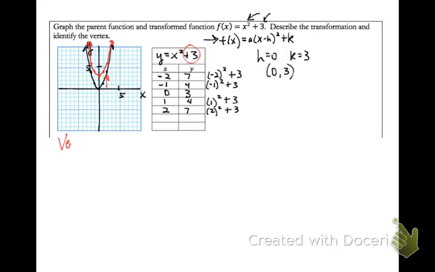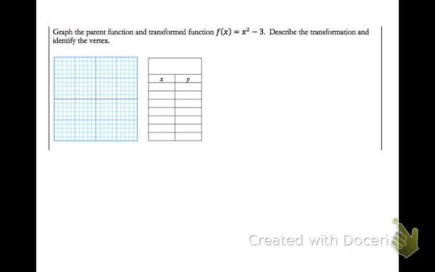So to describe the transformation, since we're shifting up, it is a vertical translation, up 3. Our vertex is our HK value that we picked out, which is 0, 3, and it just happens to be a minimum. We can go ahead and say that because it is the lowest point in that parabola. All right, one more graph for vertical transformations, and then we're going to write a general rule.